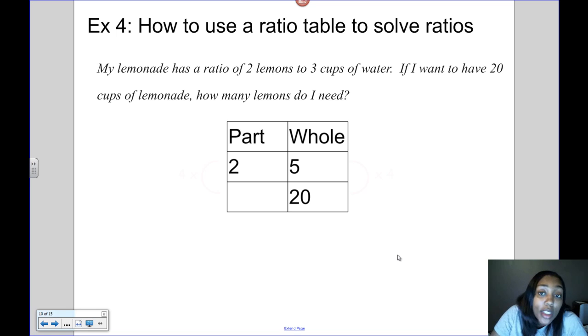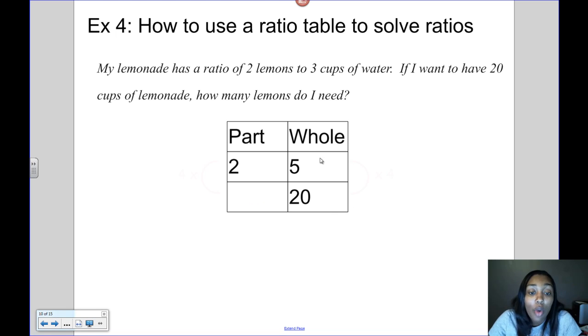So then our last example for today is how to use a ratio table to solve ratios. So we're looking here and it says my lemonade has a ratio of 2 lemons to 3 cups of water. If I want to have 20 cups of lemonade, how many lemons do I need? So we want to look at the part of the recipe and the whole. Well, the part is the 2 lemons, and then the whole is the 5 total cups that it's going to make. Then we want to look at how many cups of lemonade I am trying to make, and I'm trying to make 20 cups of lemonade. So I want to figure out, well, how many lemons will I need for that?